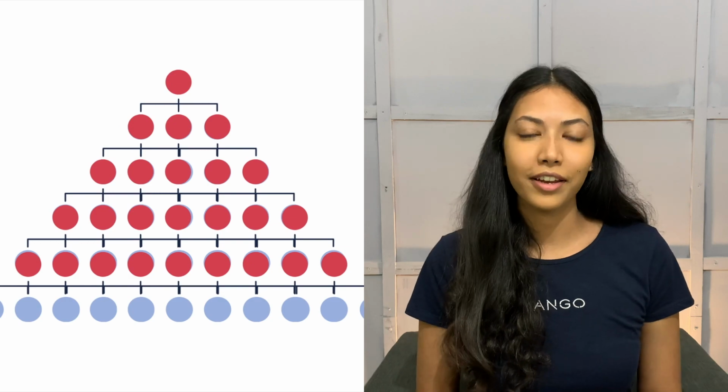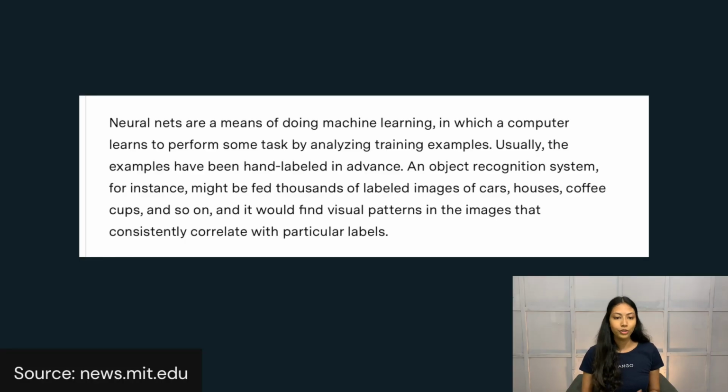To get a better understanding of what neural networks are, let's look at this definition of neural networks by MIT. So, neural nets are a means of doing machine learning, in which a computer learns to perform some task by analyzing training examples. Usually, the examples have been hand-labeled in advance. An object recognition system, for instance, might be fed thousands of labeled images of cars, houses, coffee cups, and so on. And it would find visual patterns in the images that consistently correlate with particular labels.